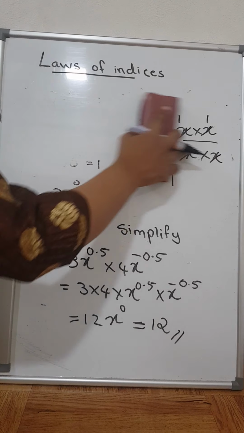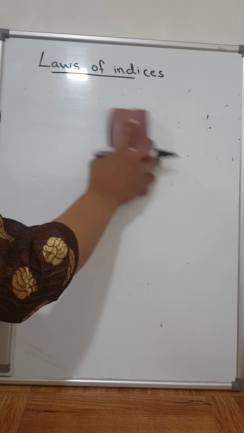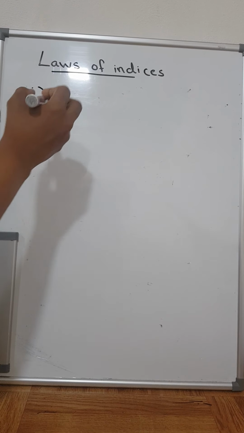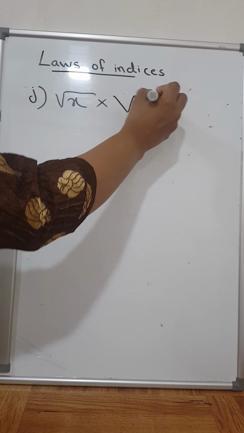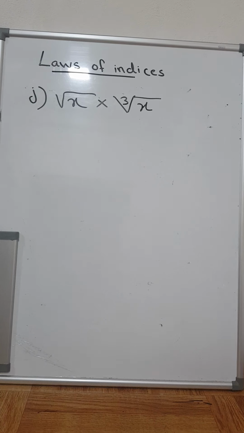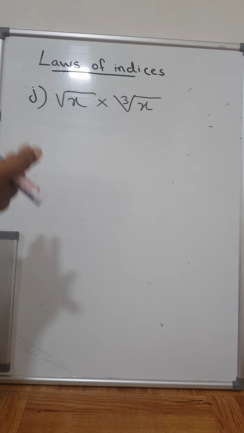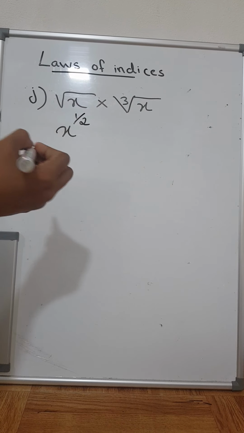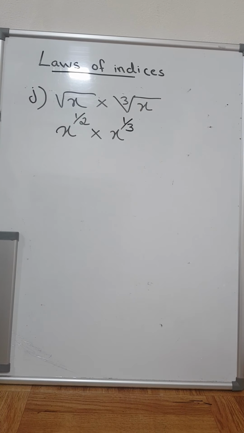Now we will see another question. That is question J. Root x times cube root of x. How can we simplify it? Before simplifying, we can write it in the index form. So root x in the index form, we can represent it as x to the power half. Cube root of x we can represent as x to the power 1 by 3.